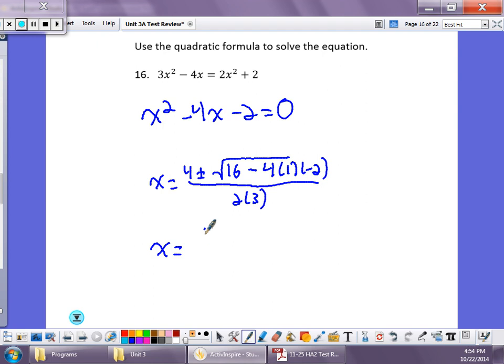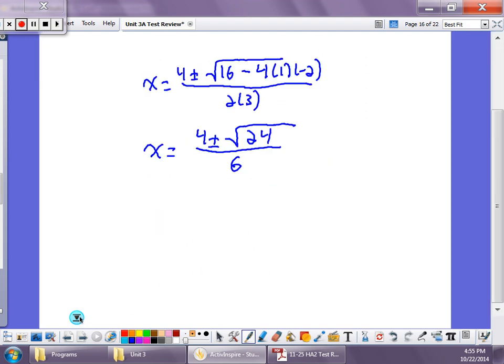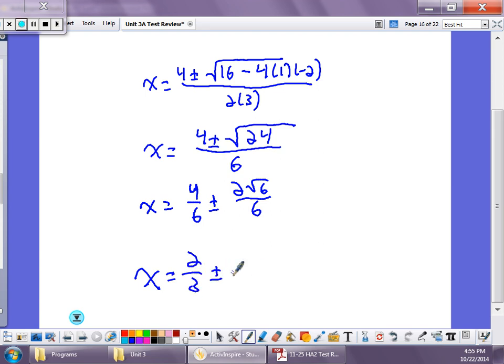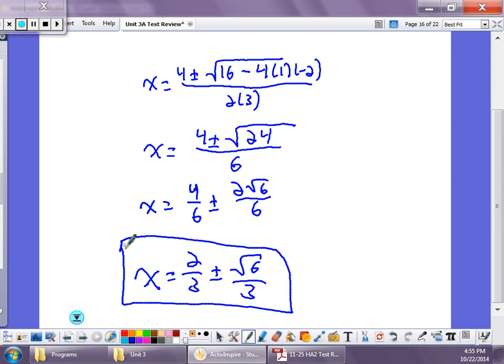So x equals 4 plus or minus the square root of 16 plus 8, 24, over 6. 24, let's see, has 6 and 4. They go into it. So x equals 4/6 plus or minus 2 root 6 over 6. And now I can simplify. x equals 2/3 plus or minus root 6 over 3. And that would be my answer.